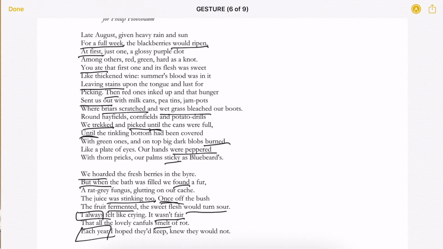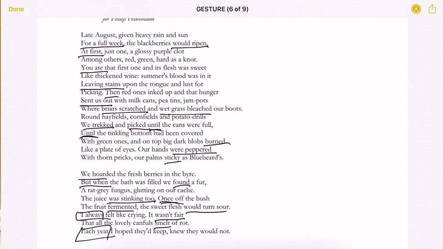Cool. So this is a narrative gesture, a poem that operates almost exclusively in narrative gestures. And how do we know that? Well, there are so many demarcations of time. There are so many verbs situated in relation to events unfolding. For a full week, that's a bigger stretch of time. The blackberries would ripen, and then it breaks it down into smaller stretches of time. At first, just one, among others. You ate, so more specific, telling a story, leaving stains.